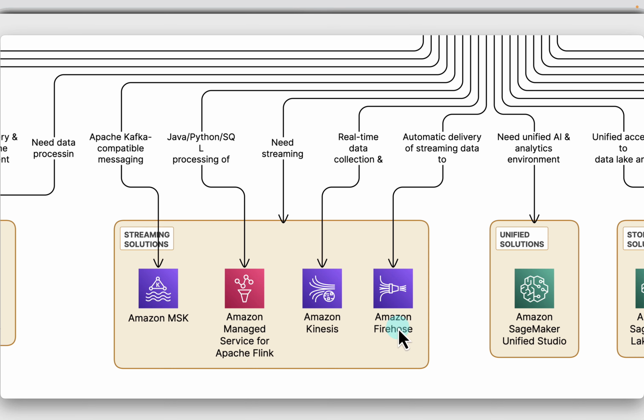Lastly, we have Amazon Firehose, if you need automatic delivery of streaming data to multiple sources. Amazon Data Firehose is a fully managed service for delivering real-time streaming data to destinations such as Amazon S3, Amazon Redshift, Amazon OpenSearch Service, Splunk, Apache Iceberg tables. You can also send data to any custom HTTP endpoint or HTTP endpoints owned by supported third-party service providers, including Datadog, Dynatrace, LogicMonitor, MongoDB, New Relic, CoralLogix, and Elastic.